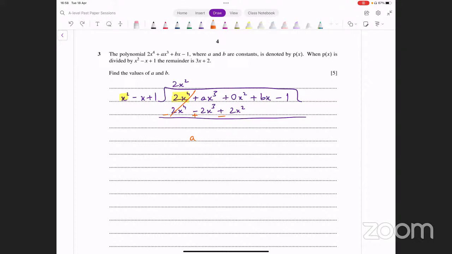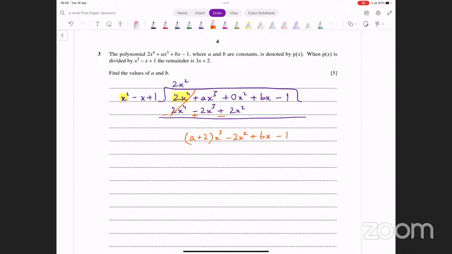Don't write this separately, write it as a single coefficient, a plus 2 whole x cubed. All right, a plus 2 whole x cubed. That will help you figure out easily what the next term in the quotient is going to be. Okay, so write it like this. So a plus 2 whole multiplied by x cubed. Then you have minus 2x squared plus bx minus 1.